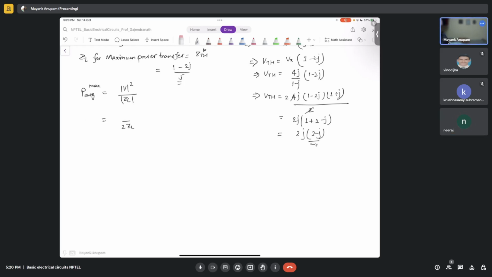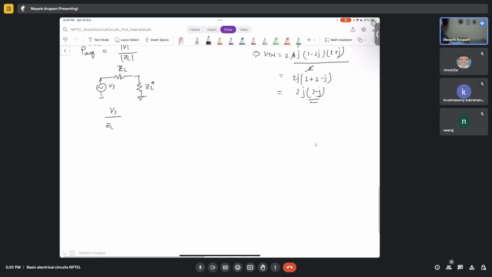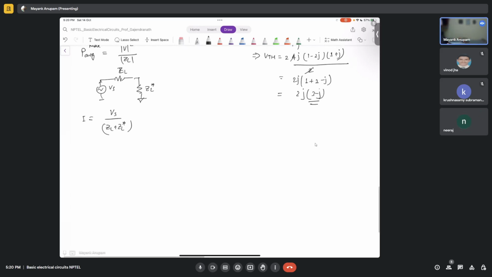So if you have a voltage source here, if you have one ZL here and another ZL conjugate here, what is the total current here? This is Vs, okay? So this is Vs divided by ZL plus ZL conjugate. This is the total current that you have, right? Yes, sir. Yes, this is I. So what is the power? Power is real of V times I conjugate, right?